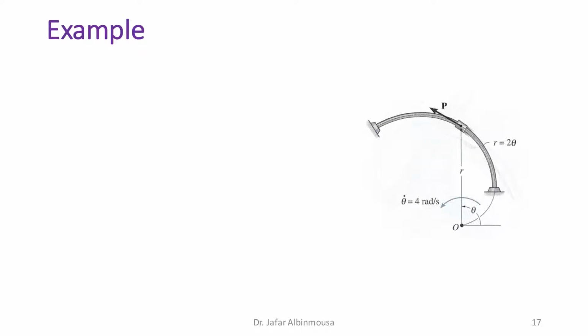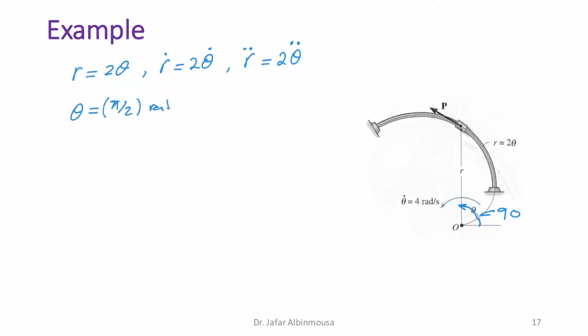We want to find the radial and the transverse components of the velocity. We have been given that r is equal to 2 theta. If we take the derivative, we end up with r dot equal to 2 theta dot, and r double dot is going to be equal to 2 theta double dot. Now, theta was given to us as 90 degrees, so this is pi over 2, measured in radians.